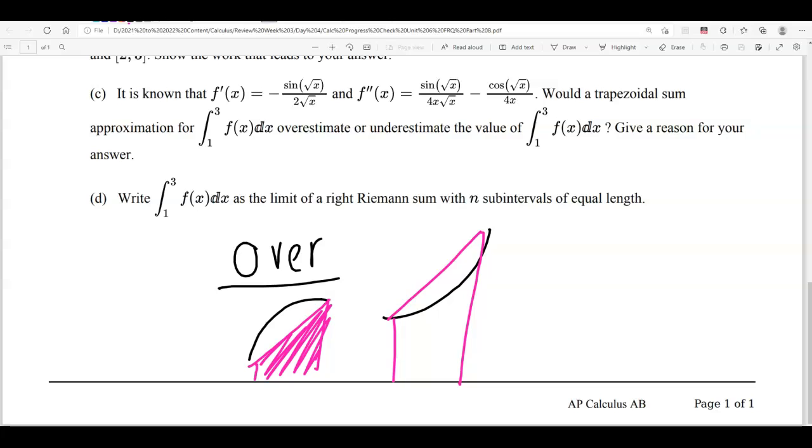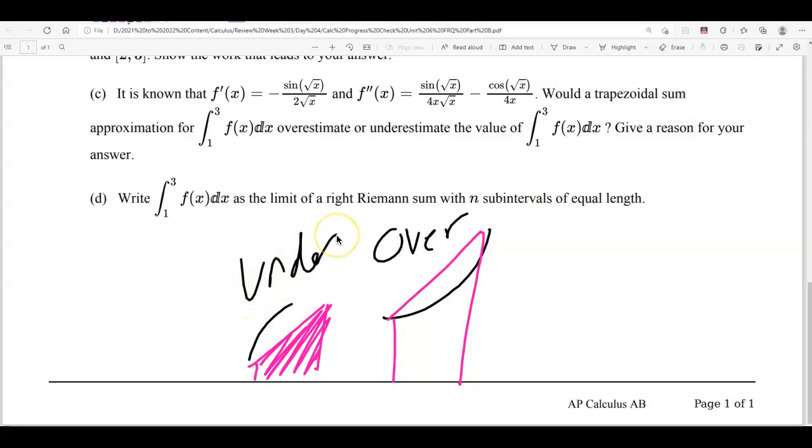So actually I need to rearrange this. This is over. So that would be an overestimate, and this one would be an underestimate. Okay, so let's review. So a trapezoidal sum is an underestimate when your function is concave down, and it's an overestimate when your function is concave up. Now, when is a function concave down? Well, a function is concave down when its second derivative is less than 0. And a function is concave up whenever its second derivative is greater than 0.